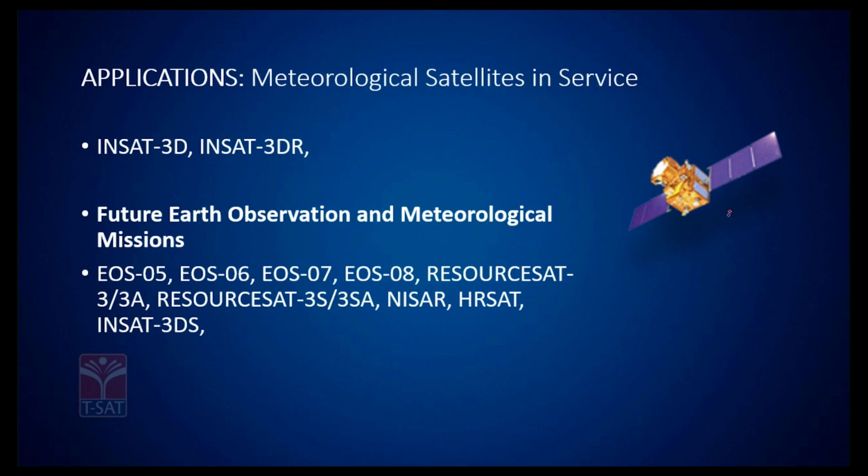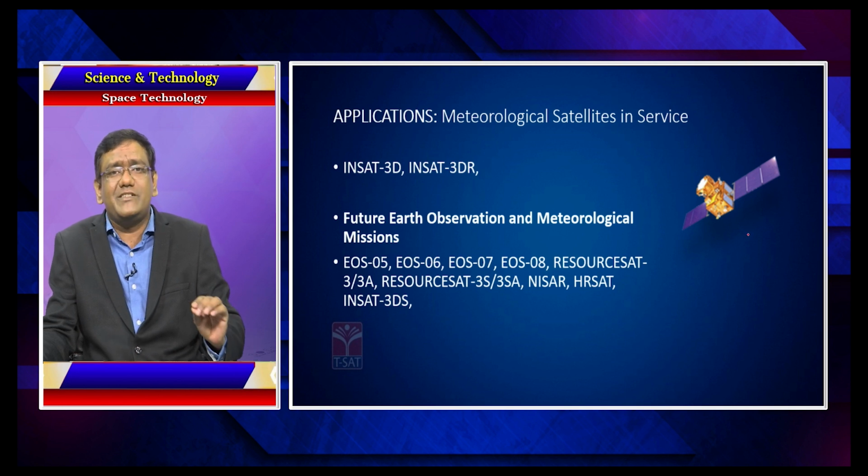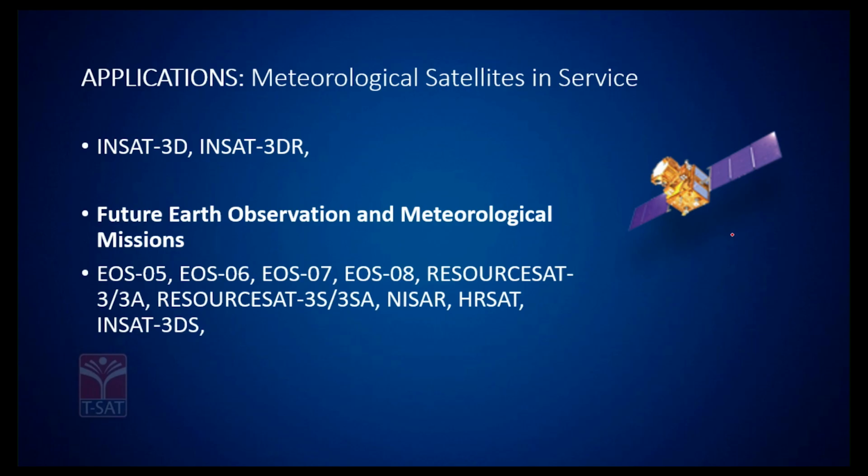And now let's move on to another one. This is an application of meteorological satellites that are in service. INSAT-3D and INSAT-3DR are the meteorological satellites in service as of now. So what are the future Earth observation satellites and meteorological satellites that we are going to launch in the near future? These are the satellites: EOS-5, EOS-6, 7, 8, and ResourceSat-3 and 3A.